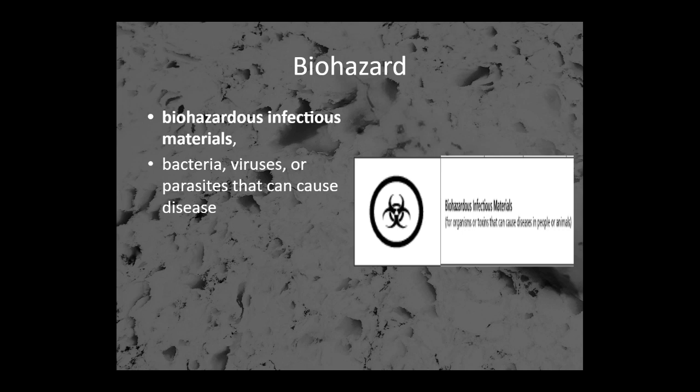Biohazardous infectious materials. The biohazardous infectious material symbol is used for organisms or toxins that can cause disease in people or animals. This includes microorganisms such as bacteria, viruses, and fungi, as well as cultured human or animal cells and certain nucleic acids. Exposure can lead to serious, potentially fatal infectious diseases.